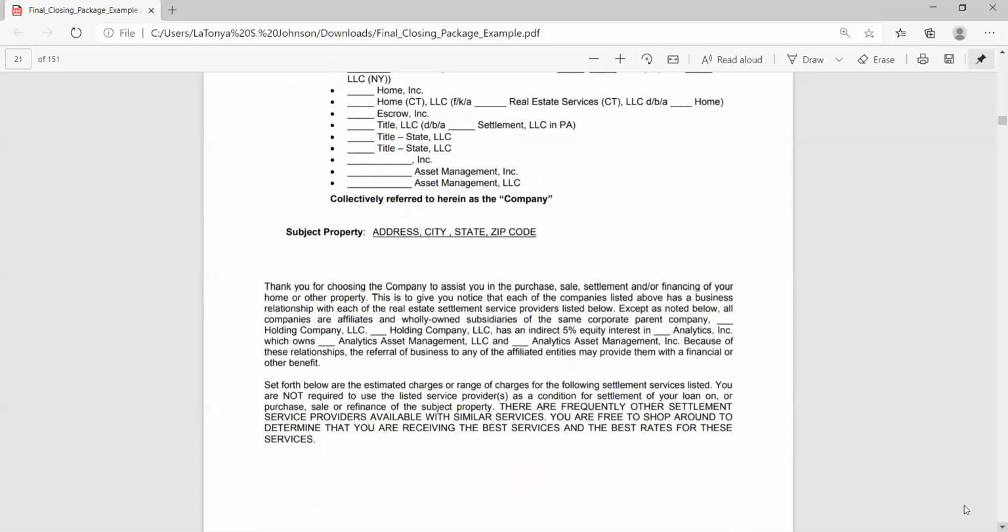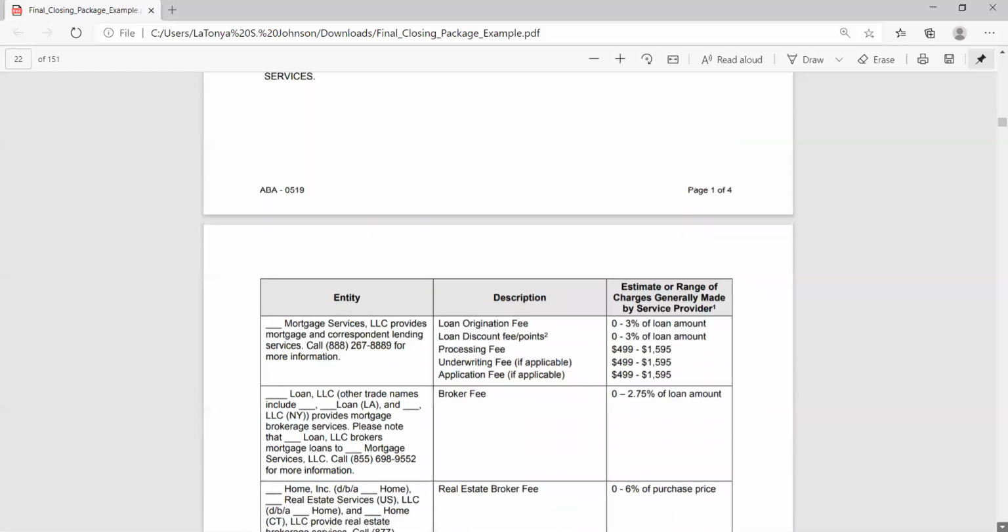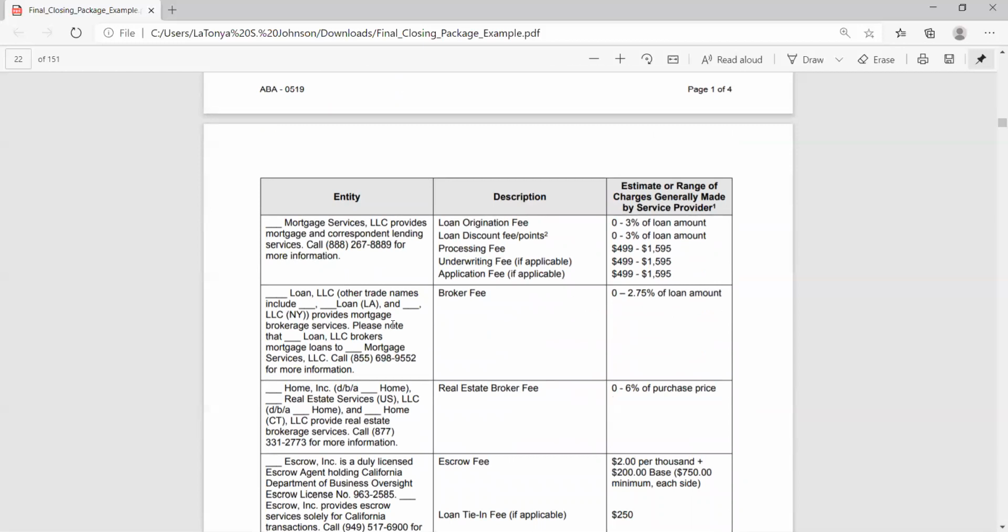But there are some sneaky little spaces where you will have to fill this stuff out. So see, like these docs, this is a certain name of a company. You ain't got to fill that out.